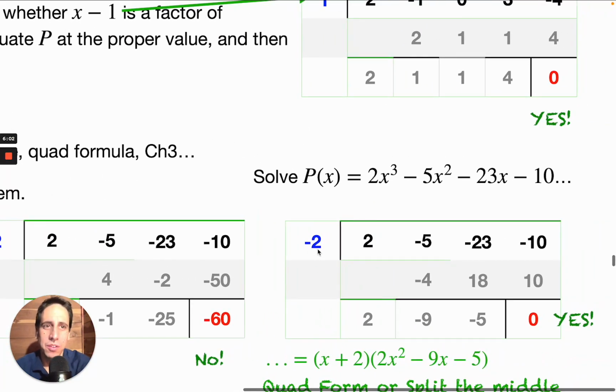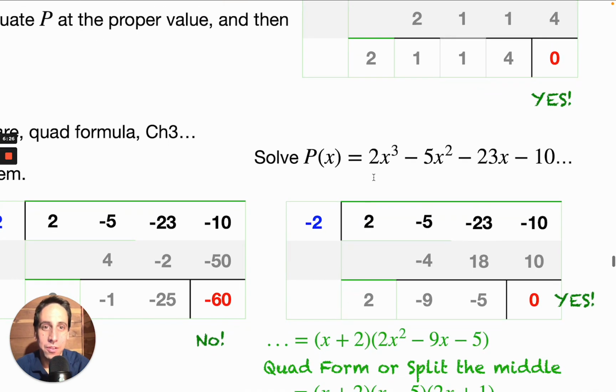Let's guess and check negative 2. So bring down the 2, times negative 2 is negative 4, plus negative 5 is negative 9, times negative 2 is 18, plus negative 23 is negative 5, times negative 2 is 10, plus negative 10 is 0. Yay! I got lucky, and now I know that x plus 2 is a factor because the remainder is 0. So from here we go down to here, and I found a factor. The factor is x plus 2 because the divisor here was minus 2.